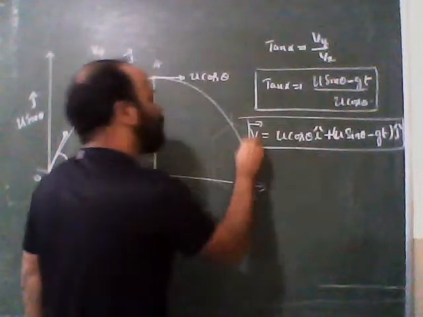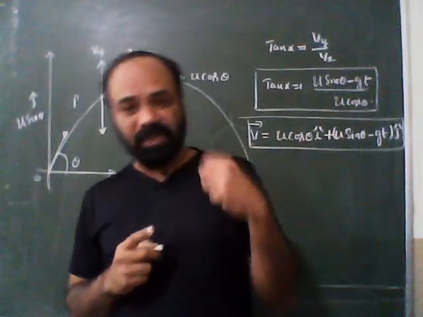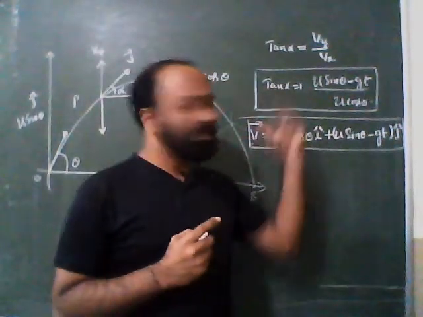These are the two powerful formulas to find the velocity of a projectile after some time and the angle made by the projectile after t seconds.